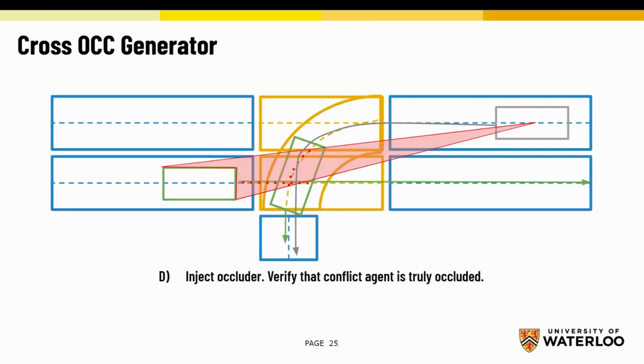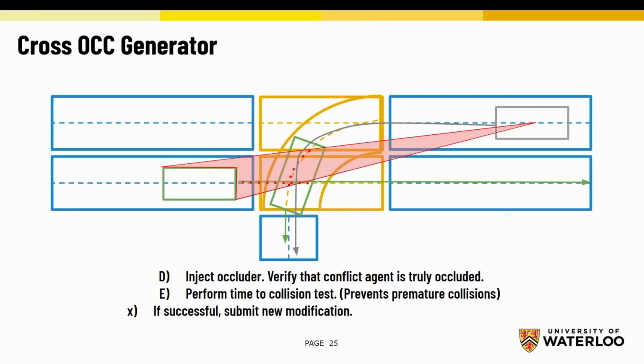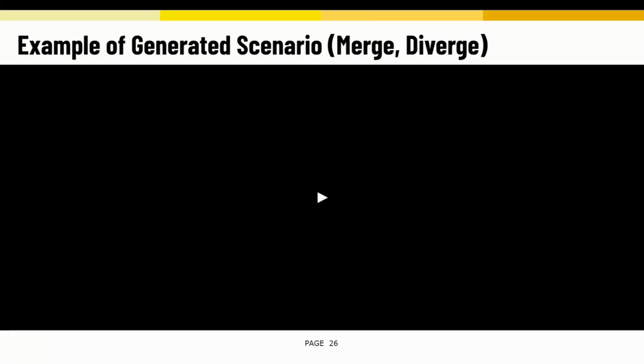So we inject the occluder, we verify that the occlusion actually happens, and we perform a short time to collision test. Basically, we don't want them to immediately crash into each other. We want enough time for them to see that there's a vehicle, for them to have enough time to react to it, and then make a decision. If successful, then we submit this new modification.